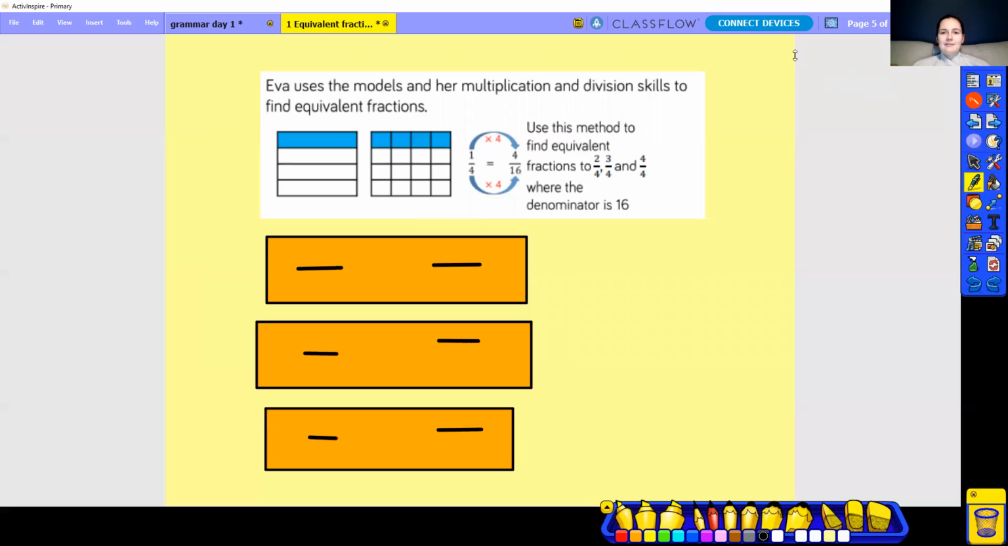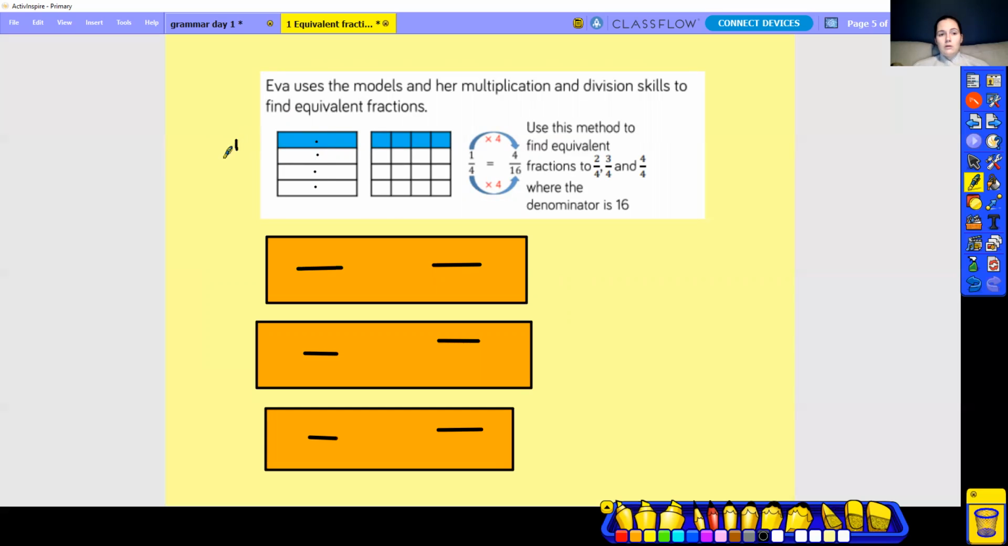So this question here, ooh, my face is in the way. Okay, Eva uses the models and her multiplication and division skills to find equivalent fractions. Good on Eva, eh? So she's using this method to find equivalent fractions to 2/4, 3/4, and 4/4, where the denominator is 16. So she's using the denominator of 16 for all of them, but she's seen how the fractions change. So you can see here, she's got 1 here out of 4, so it's 1, 2, 3, 4.